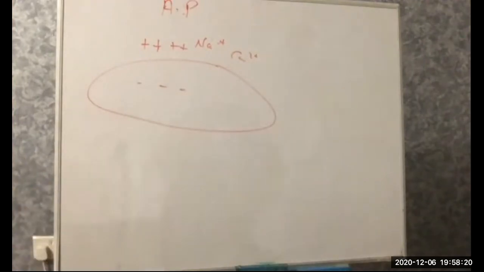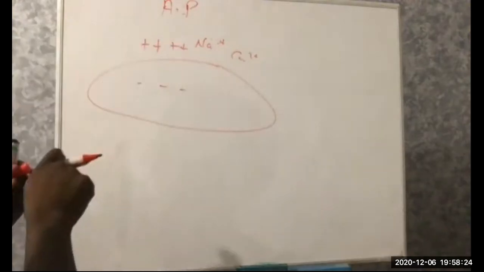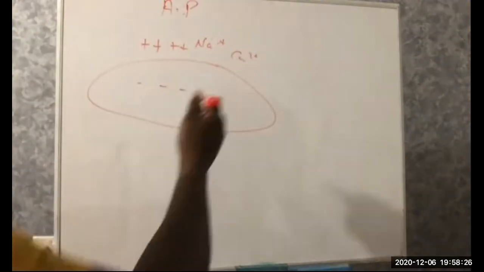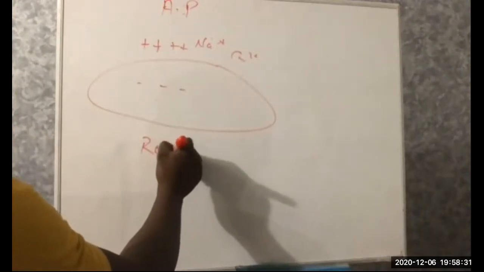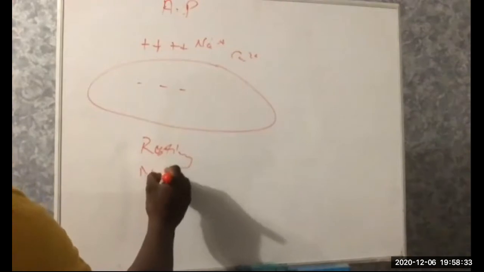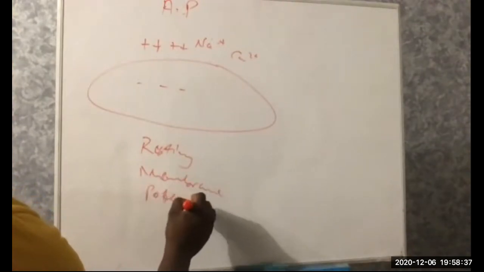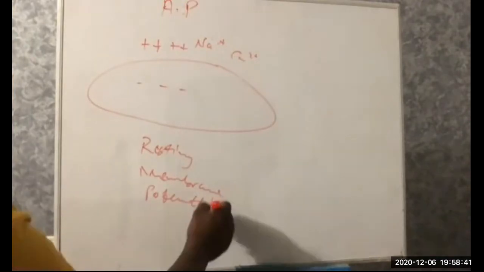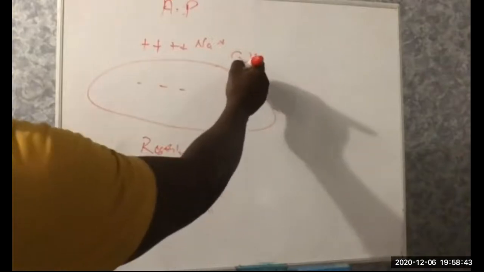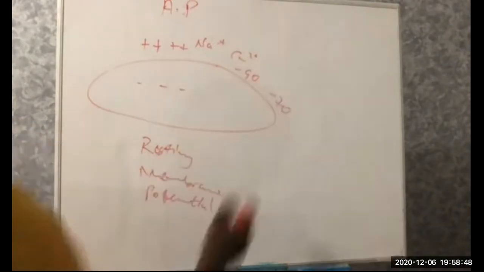Most of the time on the membrane of the cell, there is a voltage. That voltage is what we call the resting membrane potential. From now, I'll use RMP for resting membrane potential. Usually in some cells, the resting membrane potential is -90, and in some it is around -70.